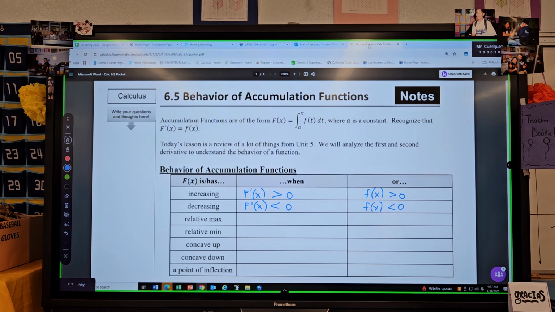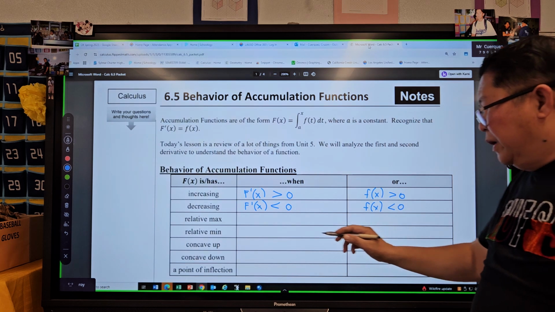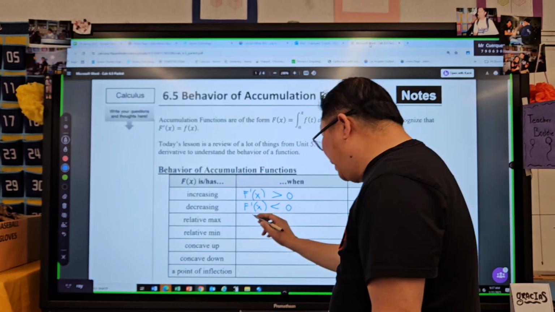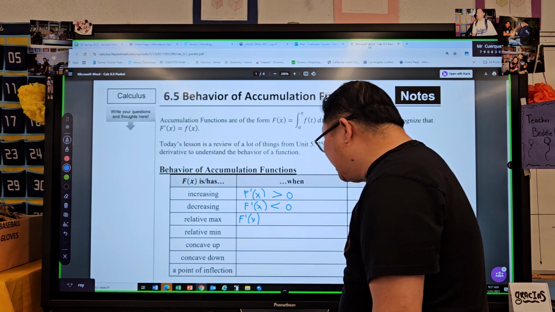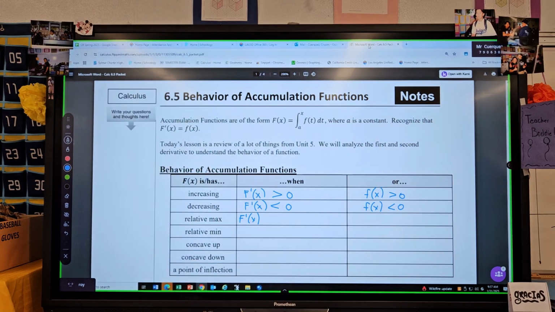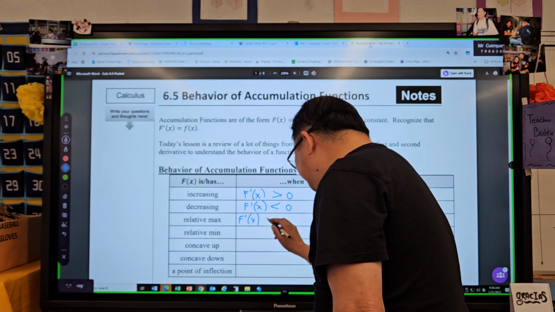Next, how about relative max? What is your idea about relative max? When the sign changes, right? Maximum. So if it is maximum, what happens to the sign? The sign changes from positive to negative. Okay, so that's relative max. So F prime of x changes sign. Okay, sign changes from positive to negative.